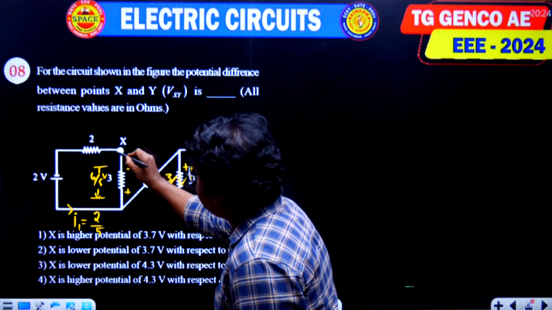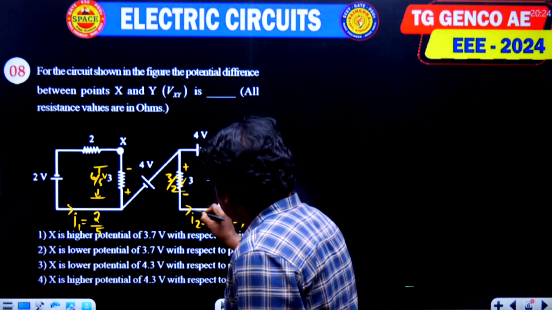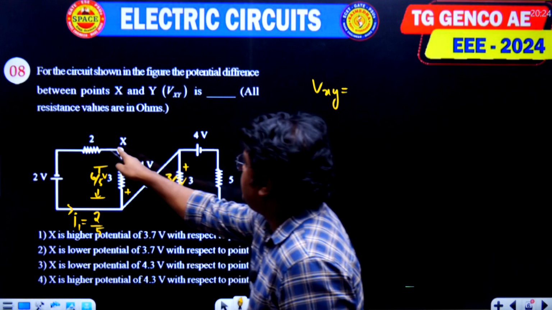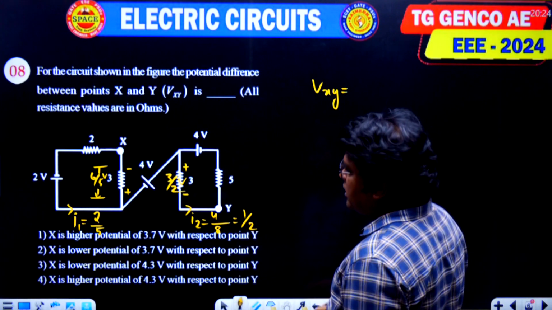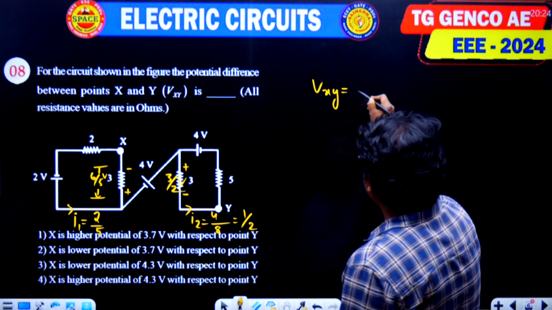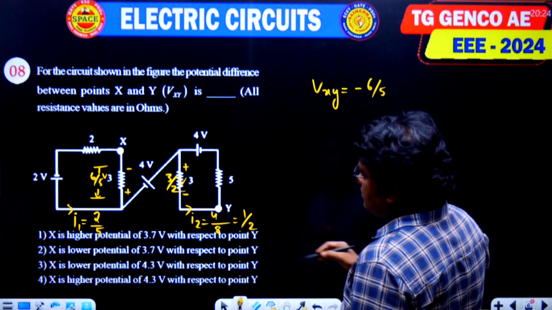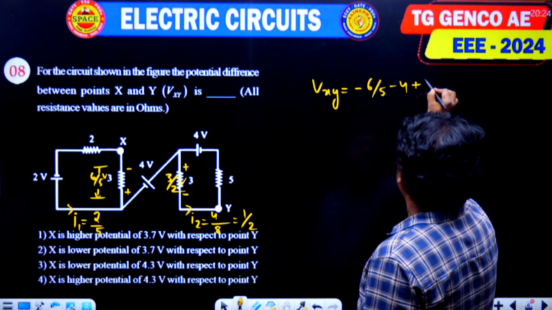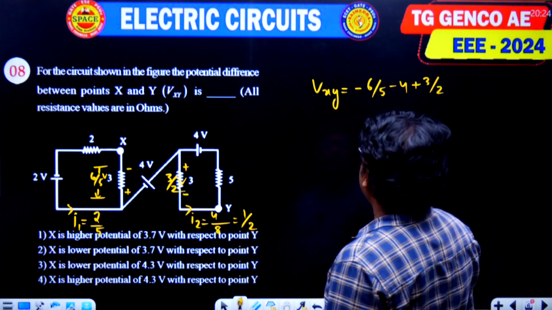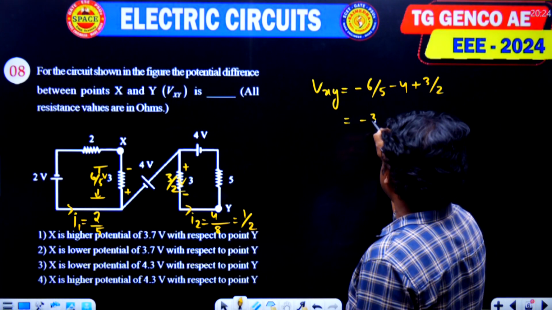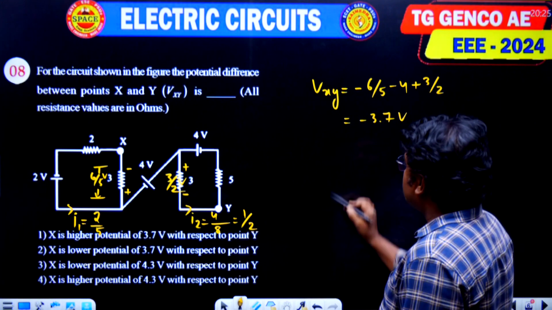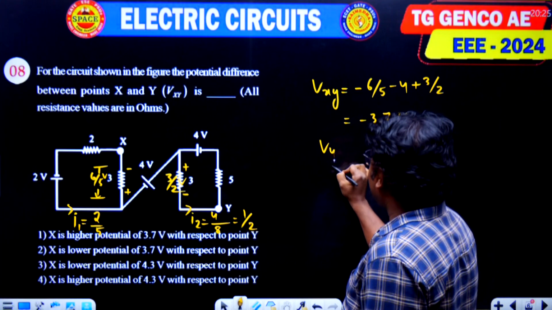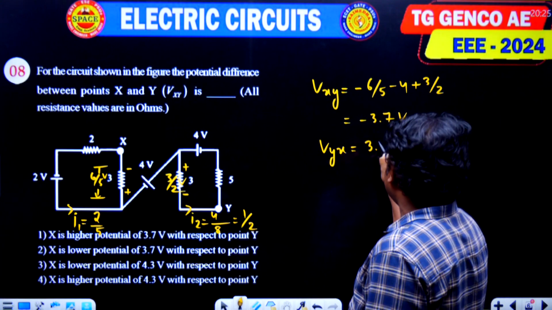Now apply the KVL up to here. Therefore Vxy, the voltage between the x and y points, is equal to minus 6 by 5, minus 4, plus 3 by 2. By solving this we will get minus 3.7 volts. So it means that Vxy is equal to minus 3.7, therefore Vyx is equal to 3.7 volts.